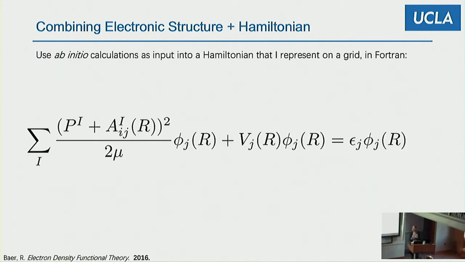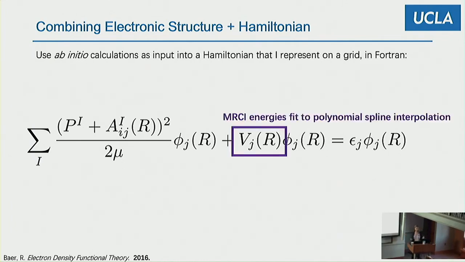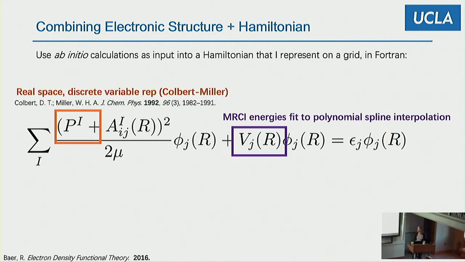So then we could use some utilities and electronic structure packages, but they're designed for molecules, which have more vibrational modes. They'll use a harmonic approximation. We want accurate Franck-Condon factors. It's cheap enough, so I just decided to put this on a grid in Fortran. We can use our MRCI energies and fit them to an n polynomial spline interpolation. It's already a built-in fitting in Fortran.